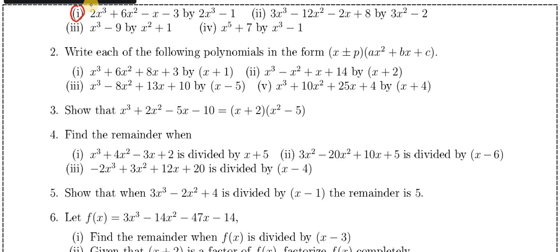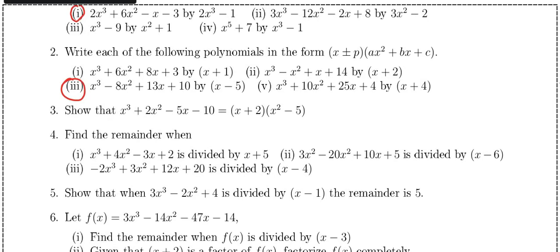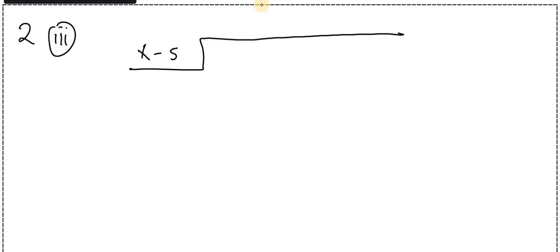We could have used long division as well, but the answer will still be the same. So I'll use long division for my third one here. So we're still on question 2, the third one. We're dividing with x minus 5. Okay, so x minus 5 is what we're using. Then we're having x to the power 3, -8x squared, 13x, and 10. That's x to the power 3, that's x squared, that's plus x, then that's plus 10. We divide there.